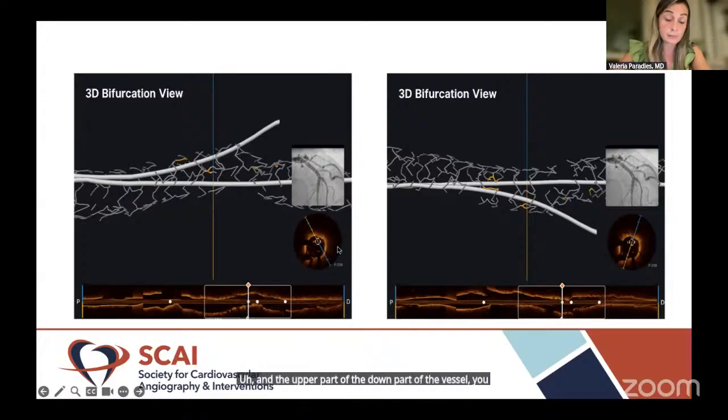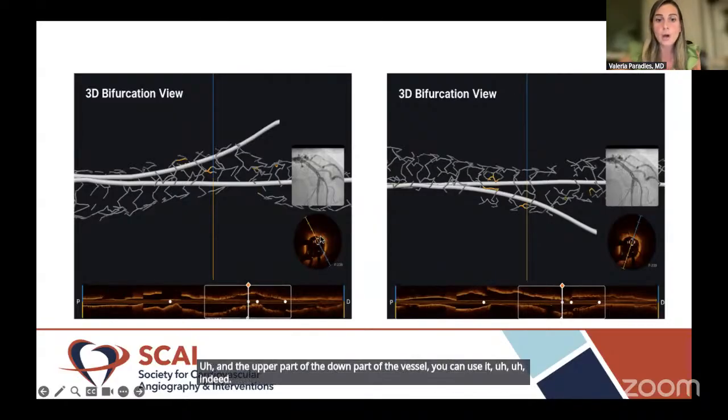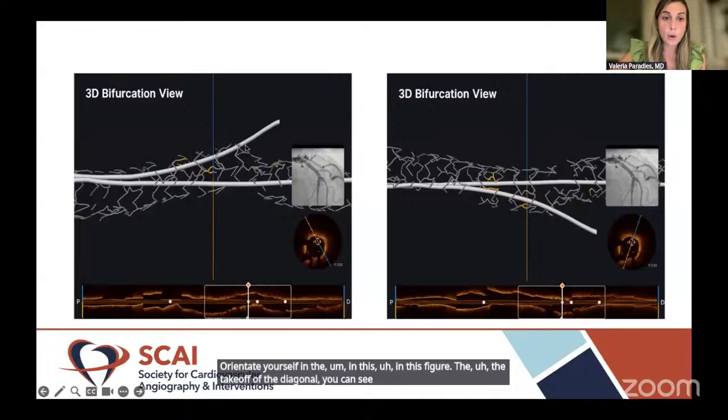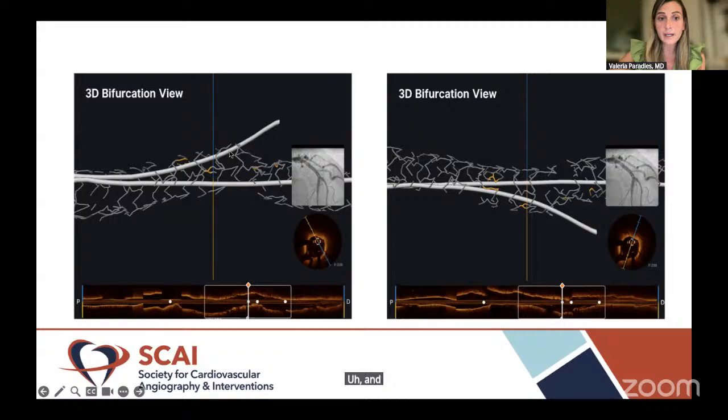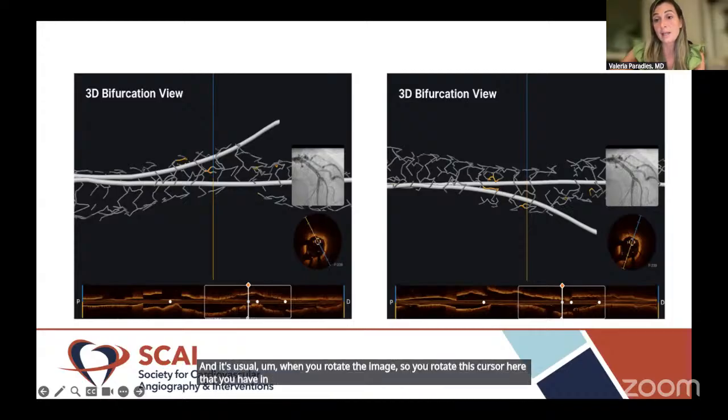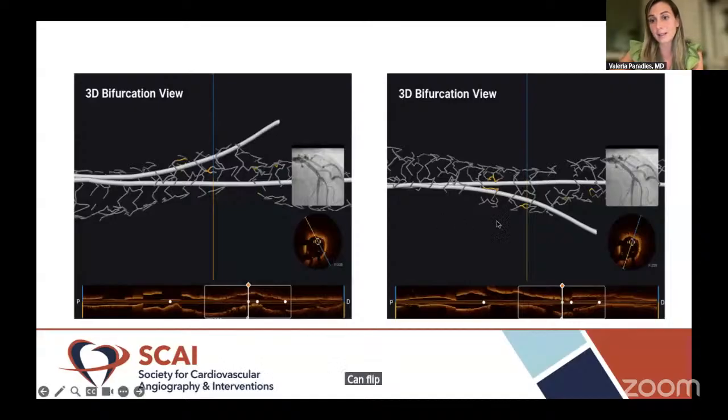You can use the cross section to orient yourself in this figure. The takeoff of the diagonal you can see here because there's an opening of the struts, and the wire is exactly towards this opening. So you confirm that the wire is in the distal cell, in the distal struts, and you cross that. It's usual when you rotate the image, using this cursor that you have in the cross section, that you can flip the image and check the takeoff of the diagonal from another view, and just confirm the position of your wire.